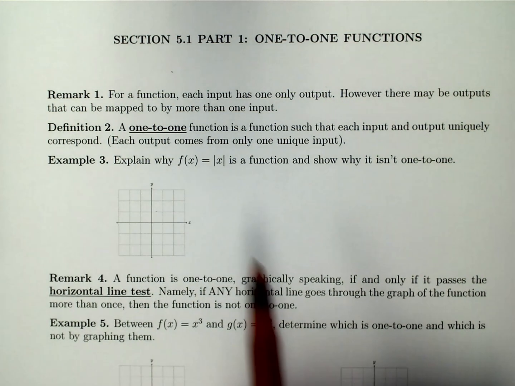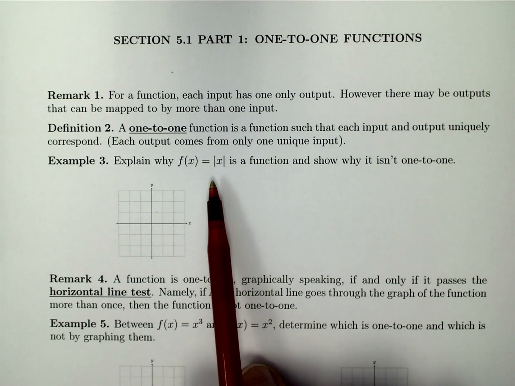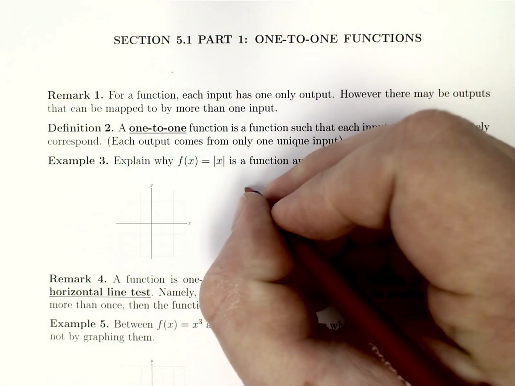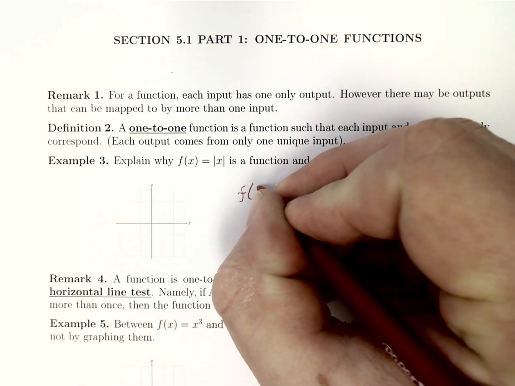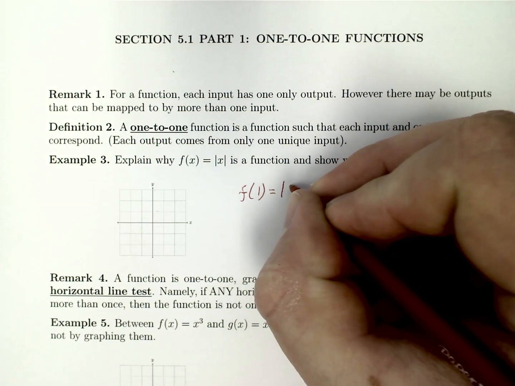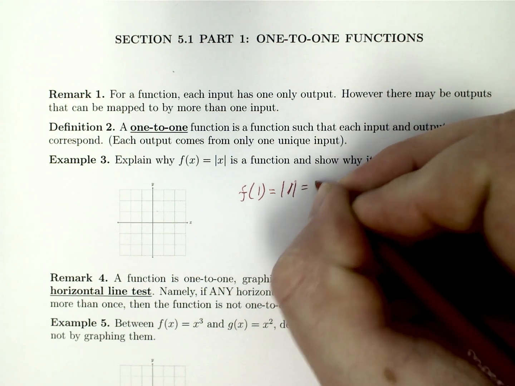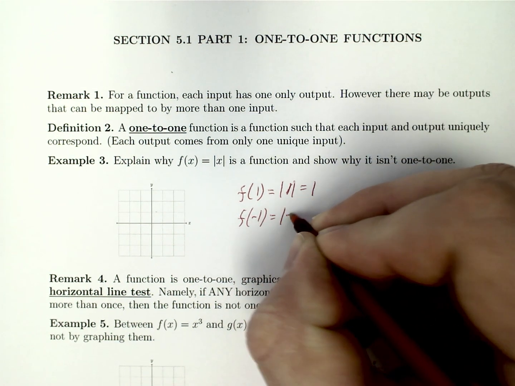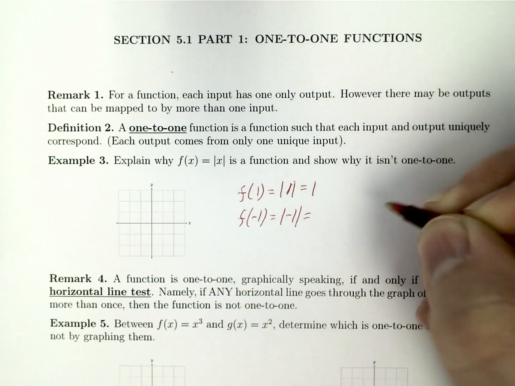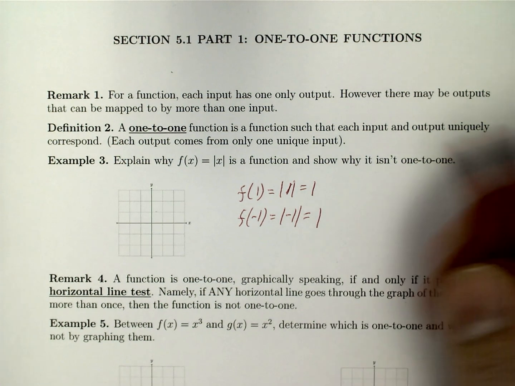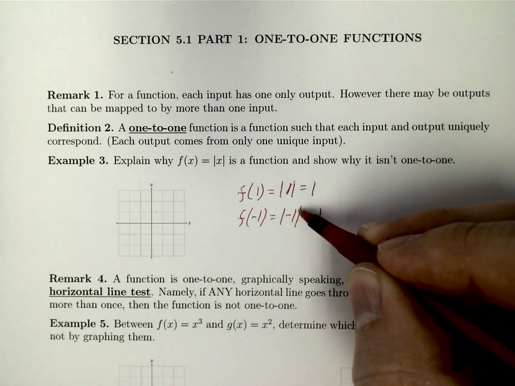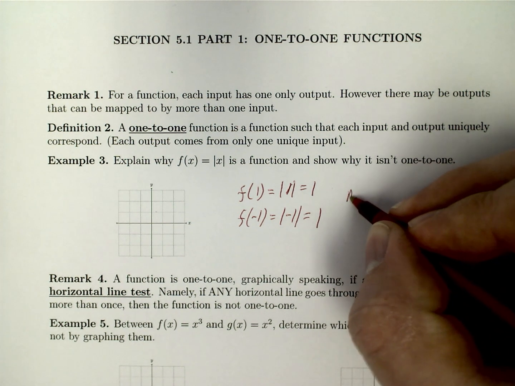And so, for example, if we look at something like f of x equals the absolute value of x, it's not one-to-one because if we plug in 1, well, the absolute value of 1 is just 1. But then f of negative 1 is the absolute value of negative 1, which is 1. So we have the same output from two different inputs. So it's not one-to-one.